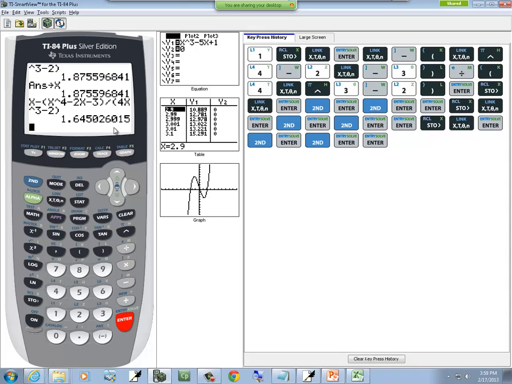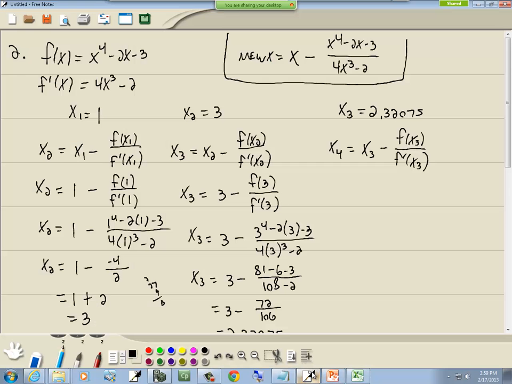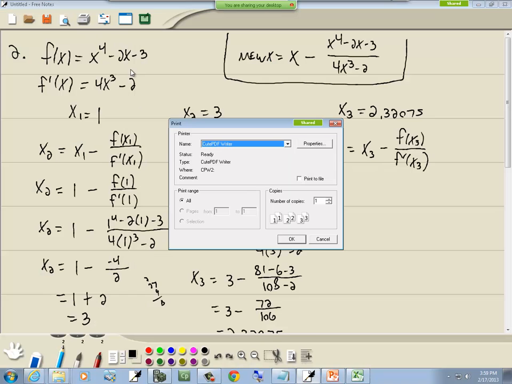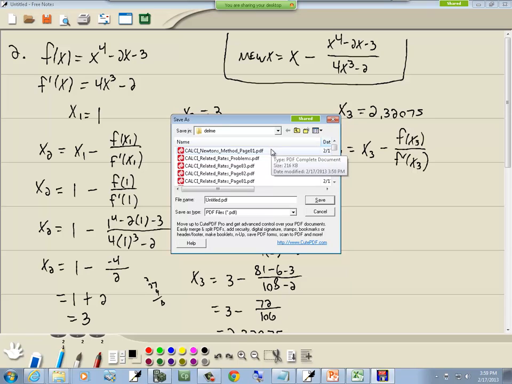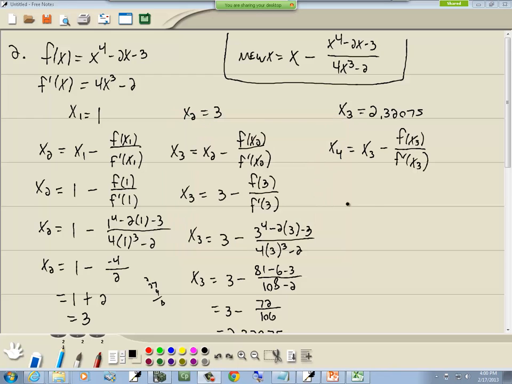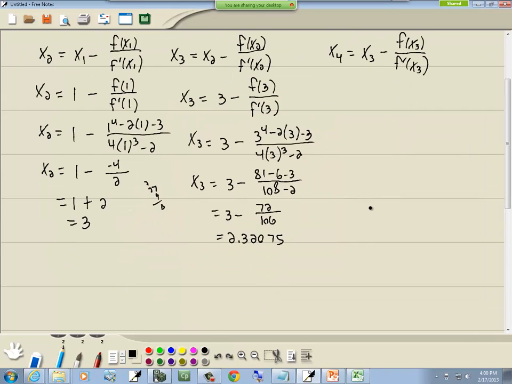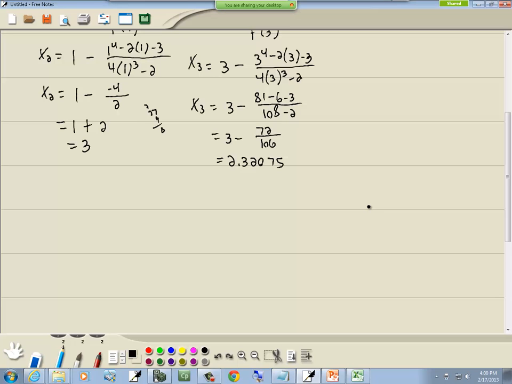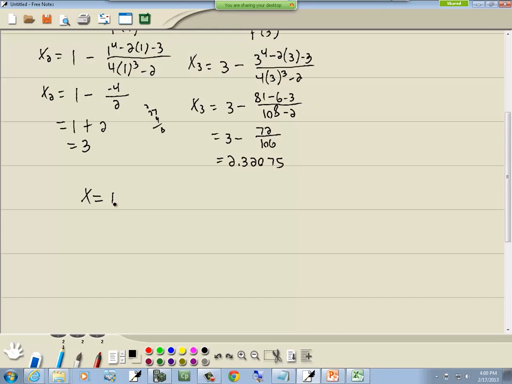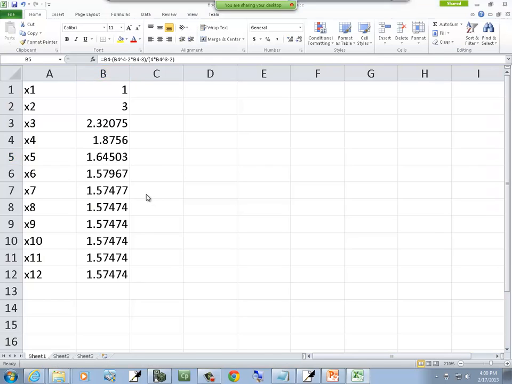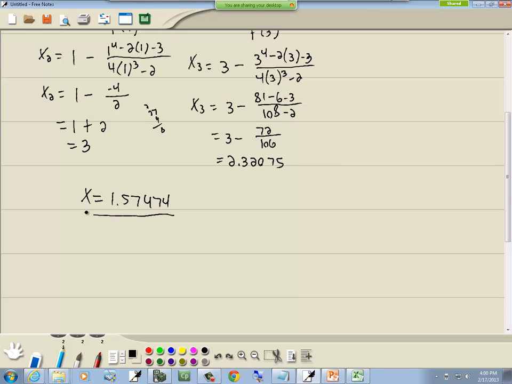So you see how you can use Excel and a TI-83 or TI-84 to do this fairly fast, versus the hideous process of doing it by hand. Let me save that. I didn't actually write down my answer on that one. I guess I ought to do that. The zero we're going to find with this is 1.57474. That's what it eventually converged upon.